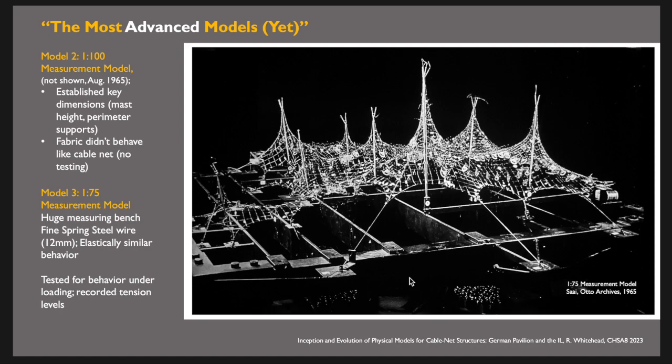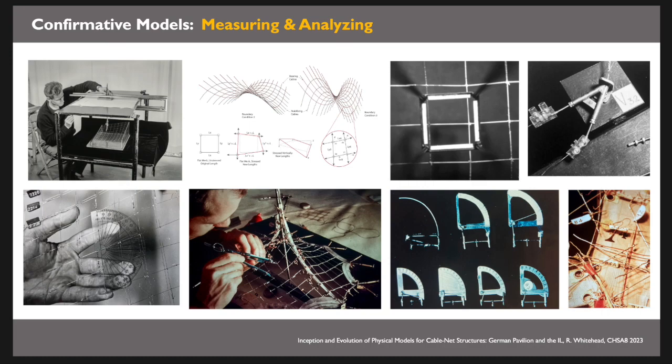They decided in order to have material that would respond the same way from stress and strain as the cable net, they would use fine spring steel wire as a 12 millimeter thickness, and so elastically it was really similar, okay? They used this model to test for the behavior of this thing under loading. So in that they'd be able to pull the different tension and they'd be able to see what it would be like. This was a confirmative model, meaning they actually had to build a series of different tools to go along with it. It wasn't just building the model, but you had to be able to measure it.